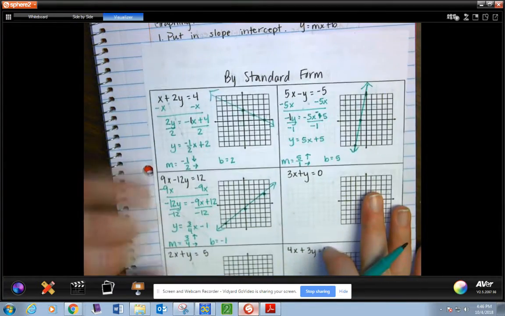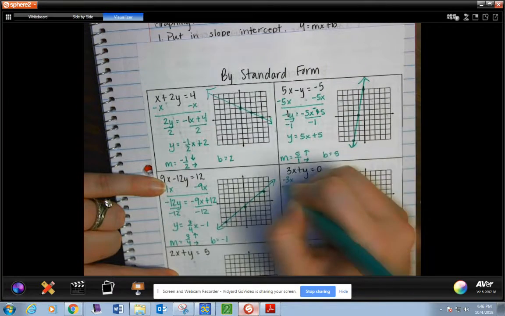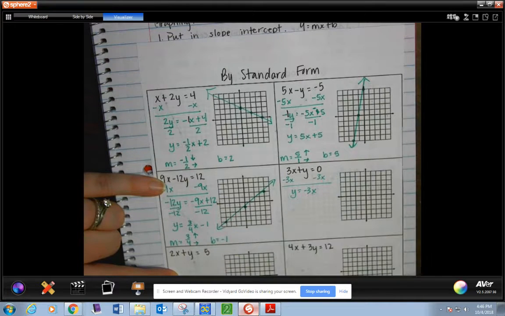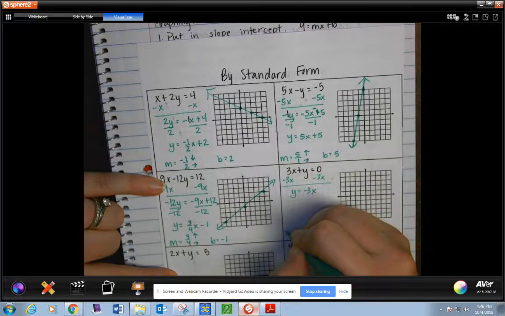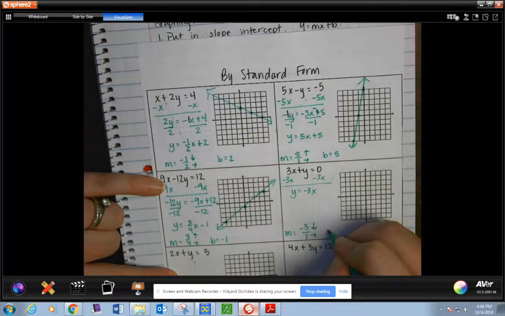Okay, for 3x plus y equals 0, you're going to move the x by changing the sign. That gives me y equals -3x, and you don't need to write plus 0. Since y is by itself, your m is -3/1, which means we're going down 3 and right 1. And your y-intercept, since you don't have one, is 0.